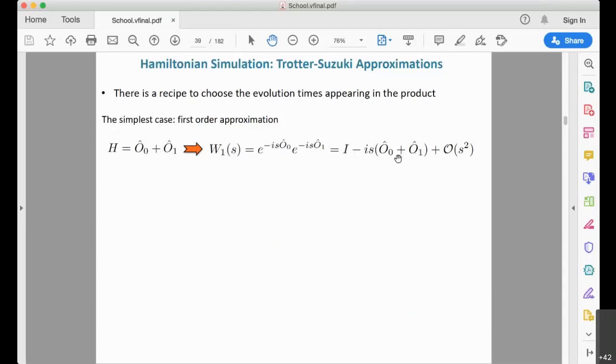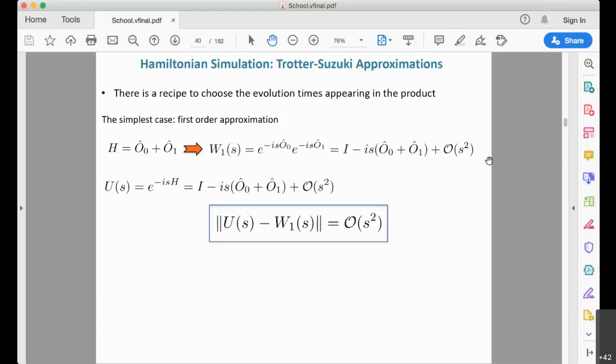The first order is just the sum of the 2 Hamiltonian terms, and then I have something of order S squared. If I look at my evolution operator, the first 2 terms look the same. So the difference between this W1 of S and the actual evolution operator is order S squared. In this case, we say that W1 of S is a first order approximation to the evolution operator because the error is order S squared.